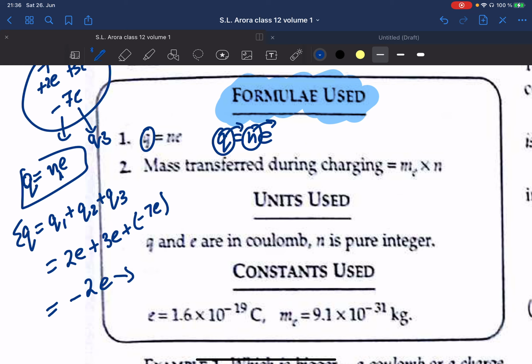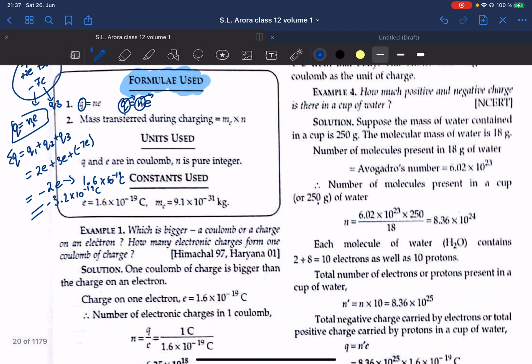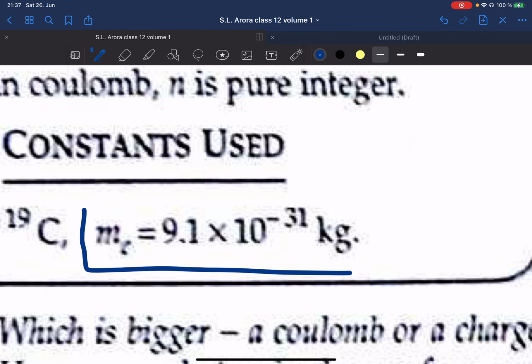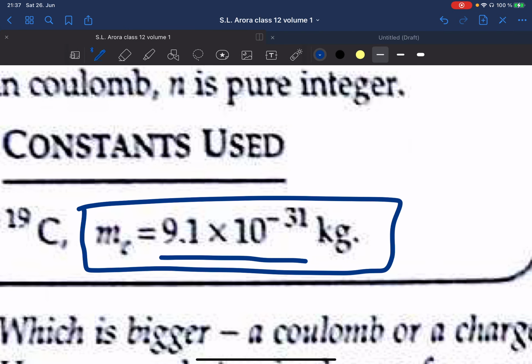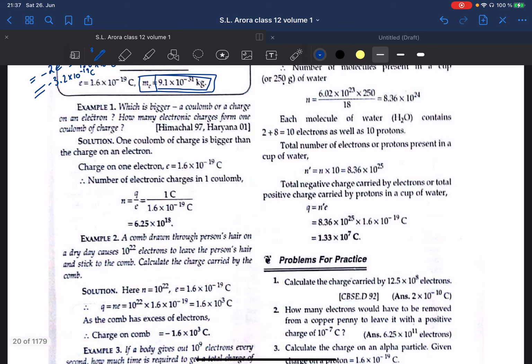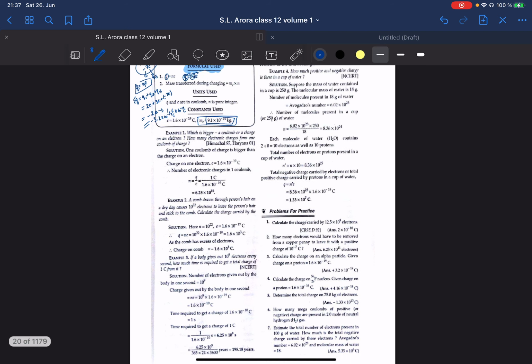I can put the value of e, that's 1.6 times 10 raised to power minus 19 coulomb, and then I get my answer as minus 3.2 times 10 raised to power minus 19 coulomb as the net charge on the body. And what is the mass of an electron? Very important: 9.1 times 10 raised to power minus 31 kg. You guys need to learn this. You can solve these questions if you want.